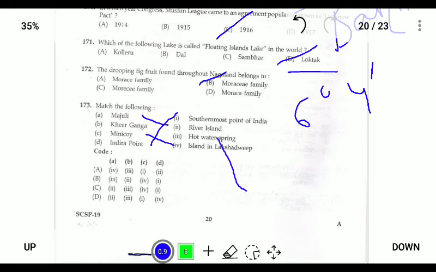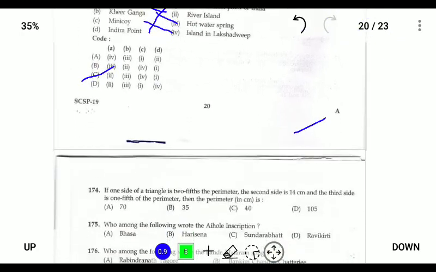So the lowest point of India, if this is a map of India, and if this is the Andaman and Nicobar Island, so the lowest point of the Andaman and Nicobar Island is also known as the Indira Point, and this is 6 degree 4 degree north, and this is the lowest point on the map of India. So the answer is C. That is Majuli is river island, Minicoy is Kir Ganga is hot water spring. Minicoy is island in Lakshadweep, and Indira Point is the southern point of India.